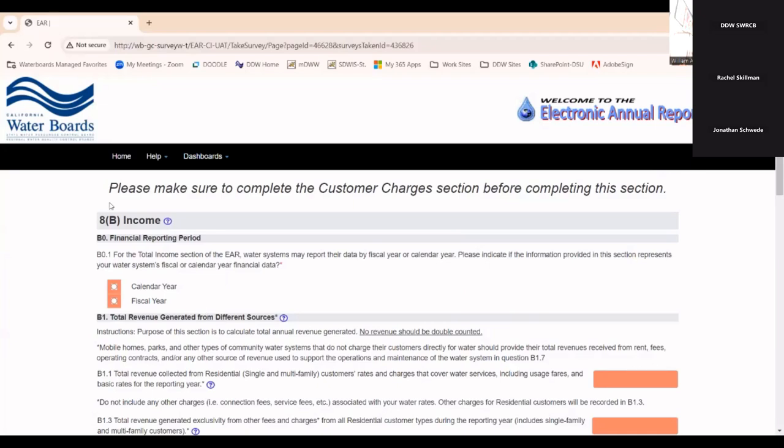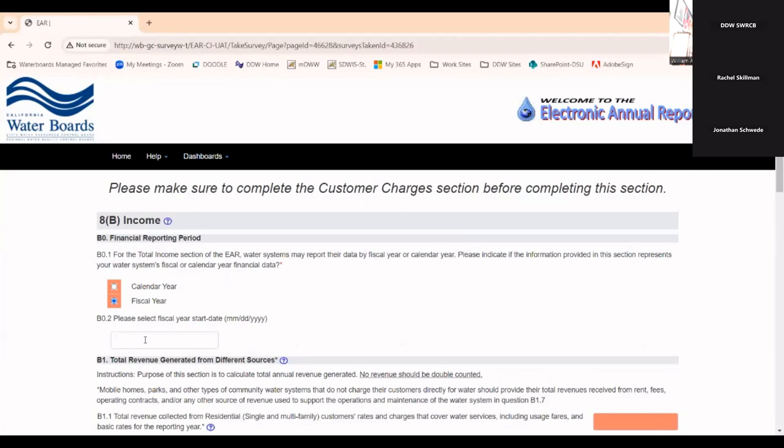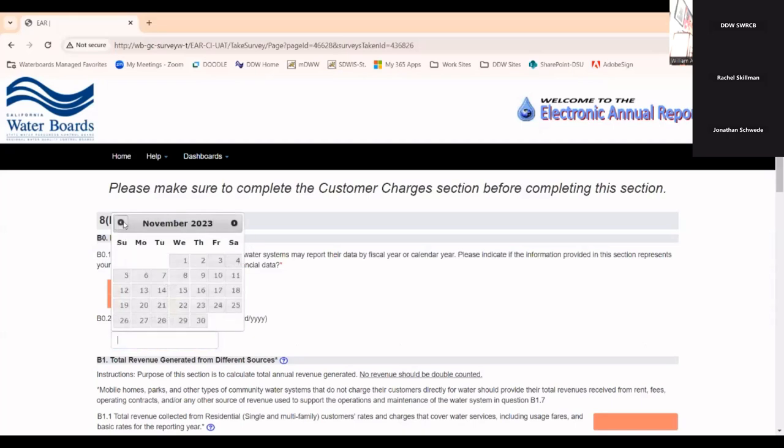So once you finally load it into section 8B, you should be greeted with the first question, B0. The information you're going to be reporting is related to your water system's income and expenses. We just want to capture if this income and expenses is related to a calendar year or a fiscal year of your definition. If you select calendar year, it'll automatically assume it's the previous calendar year from January 1st to December 31st. But if you select fiscal year, you can define the fiscal year start date yourself using the month, day, year format. For this example, we'll just say calendar year to make it easier for ourselves.